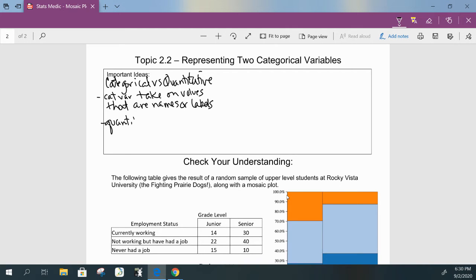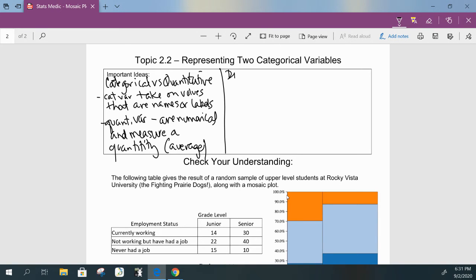Quantitative variables are numerical and they measure a quantity. You can find an average for a quantitative variable. You can't find an average for a category. Categories are what is describing the individual in the study, and quantities are how much of something is being described.